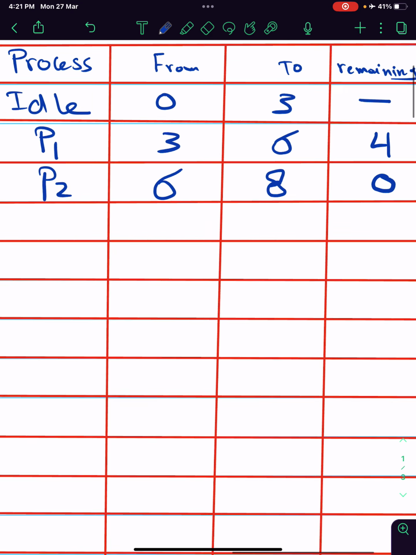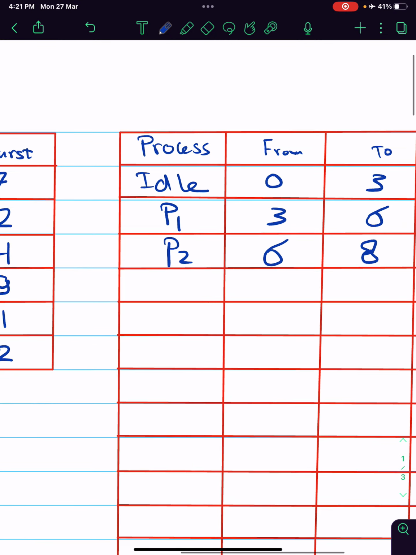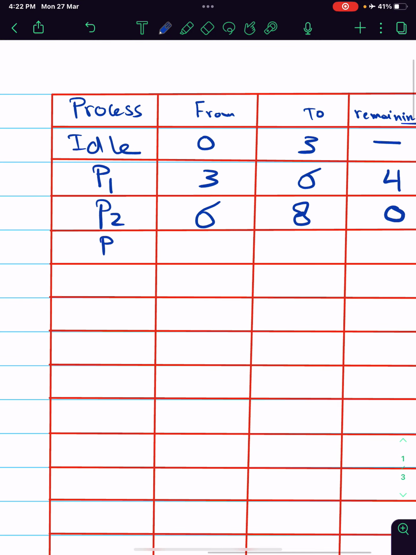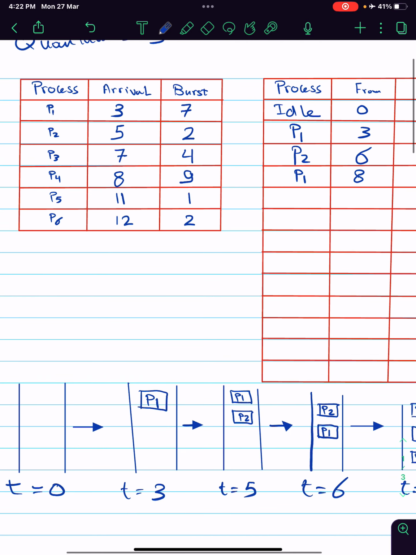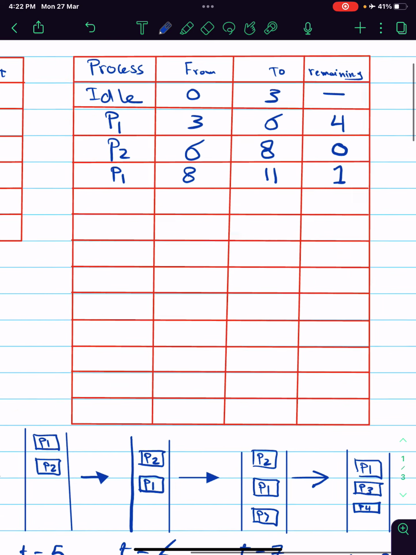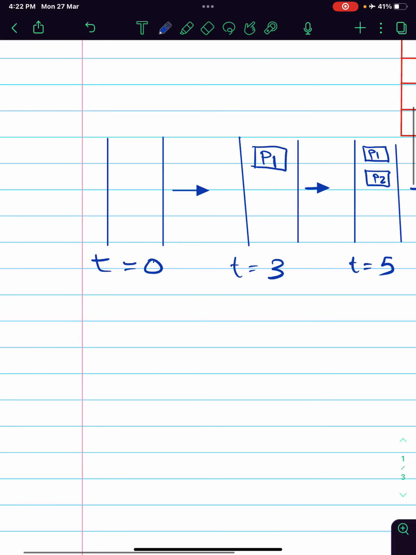P1 has a remaining time of 4, and the quantum is 3. So P1 will work from 8 all the way to 11, and now the remaining time is 1. Okay? At time 11, P1 finishes its quantum, and you have an arrival.